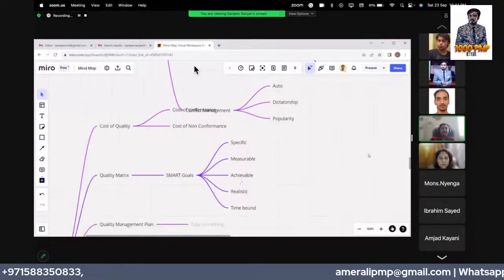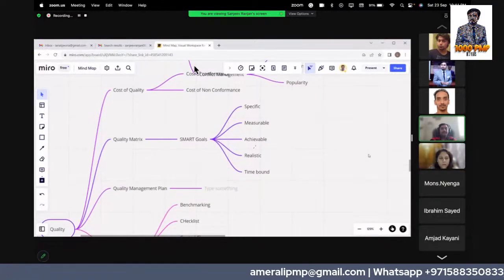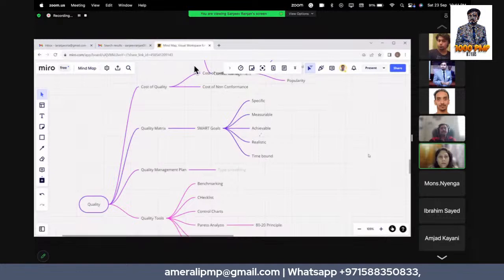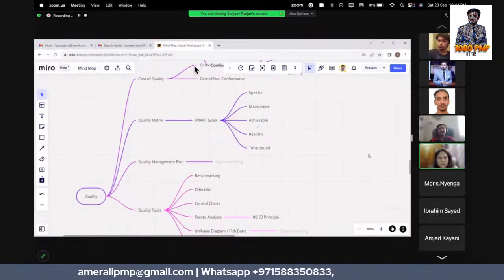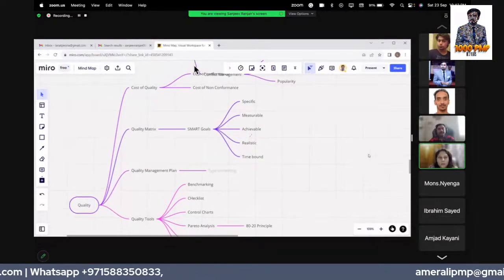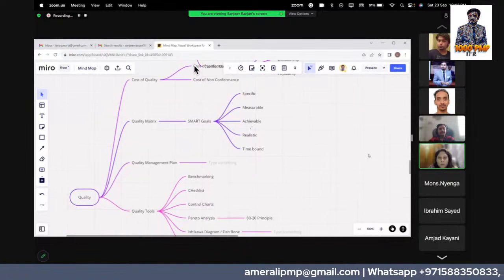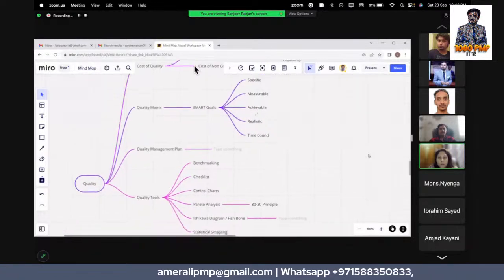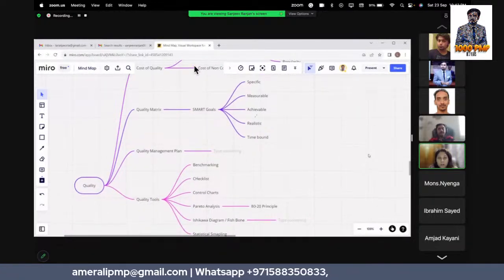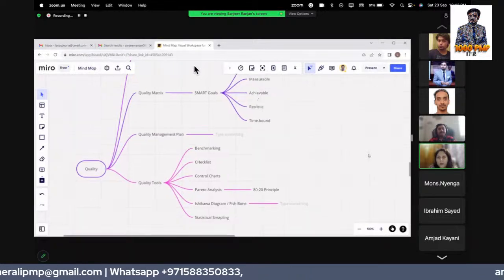Correct. Just move down, Sanjeev, on quality. So for the quality chapter, we have cost of quality. We have two types of cost of quality, conformance and non-conformance. We have the quality metrics where we have SMART goals present: specific, measurable, achievable, realistic, and time-bound. Those are the goals that we have to set for the quality metrics.